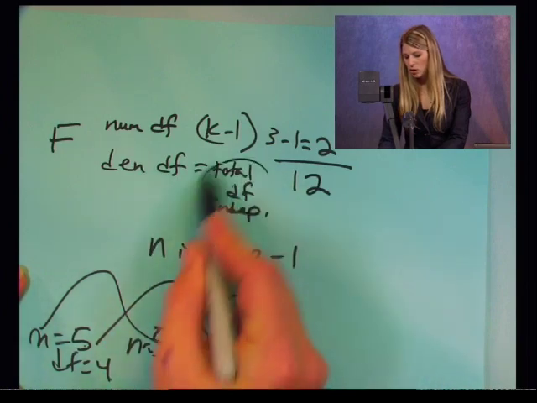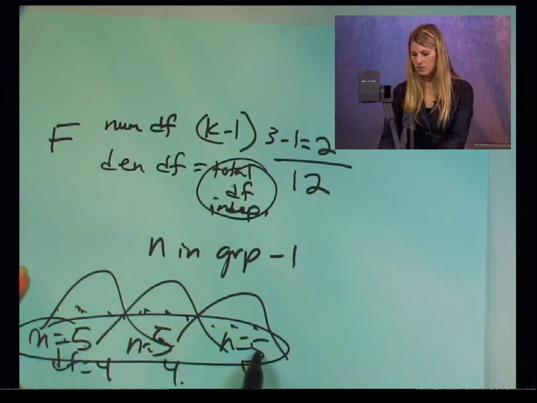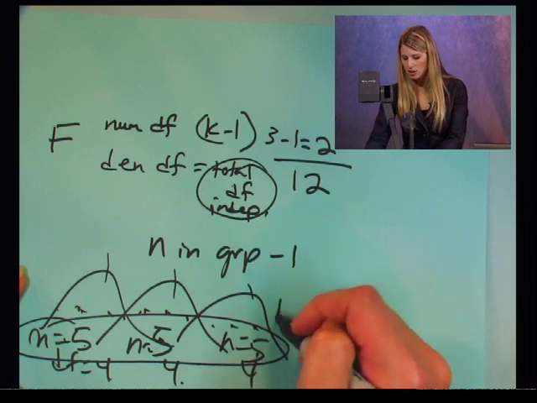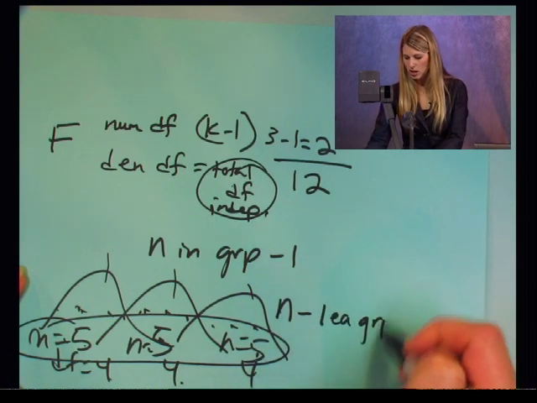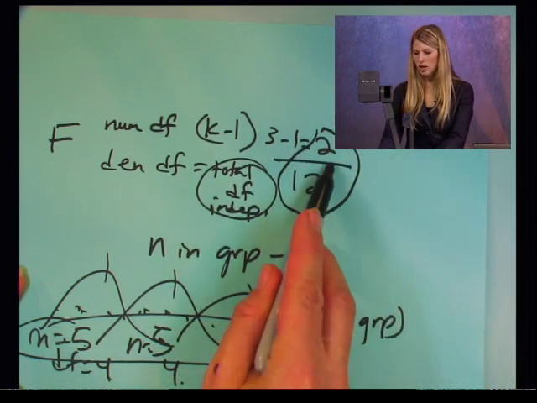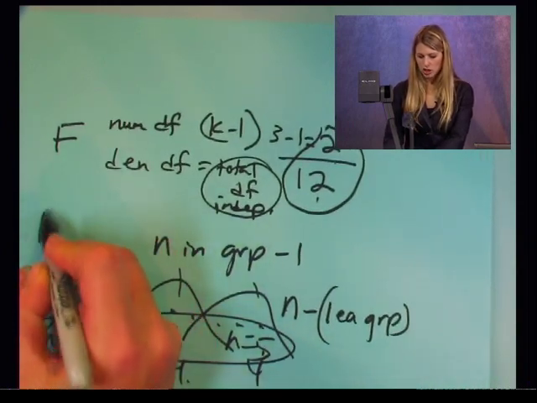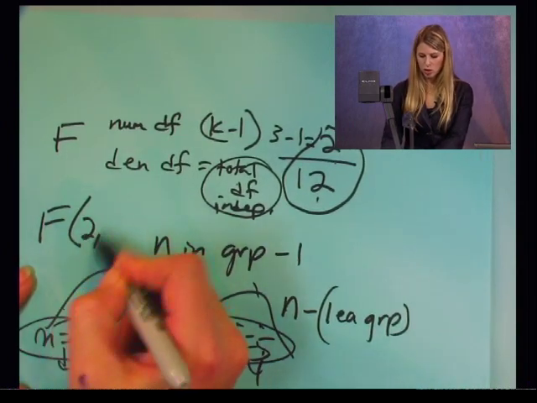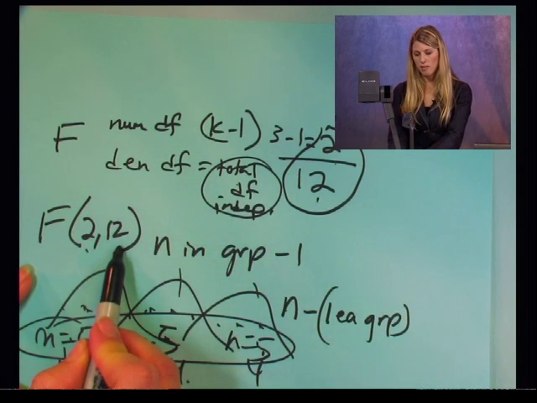So it's the total n, 5, 10, 15, minus 1 for each group. Okay, does that make sense? So it's the n minus 1 for each group that gives your denominator degrees of freedom. You would end up with a numerator and a denominator degrees of freedom here. Typically when it's written in research, they write F and then in parentheses 2, 12. That means your numerator degrees of freedom is 2, your denominator is 12.